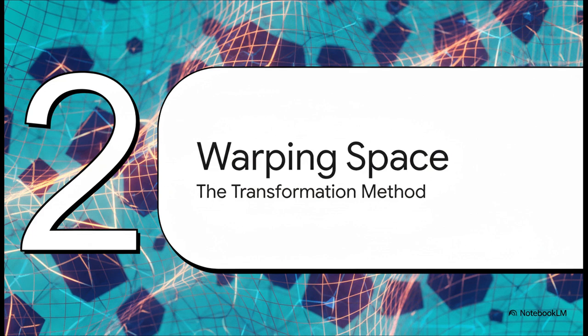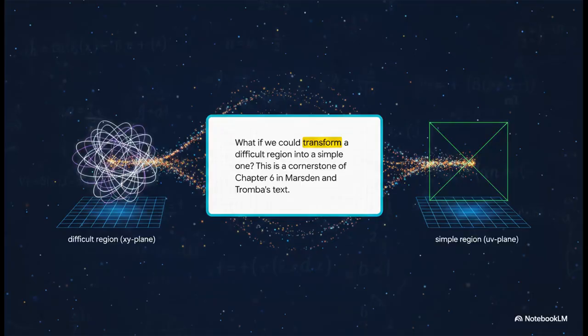Instead of fighting this difficult shape on its home turf, what if we could just warp the entire space it lives in to make our own lives easier? The whole idea, which is really the heart of Chapter 6 in Marsden and Tromba, is to create a transformation. Think of it like a map. It's a set of instructions that takes points from a nice, clean coordinate system, we'll call it the UV plane, and moves them over into our familiar, but in this case, messy XY plane.